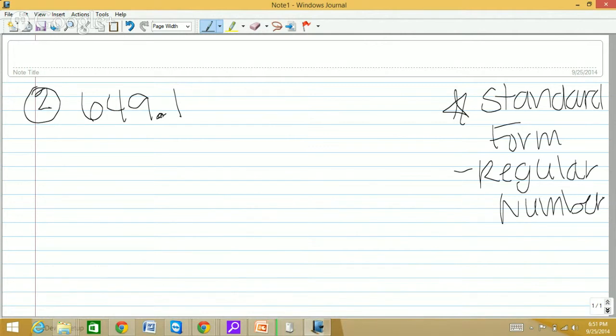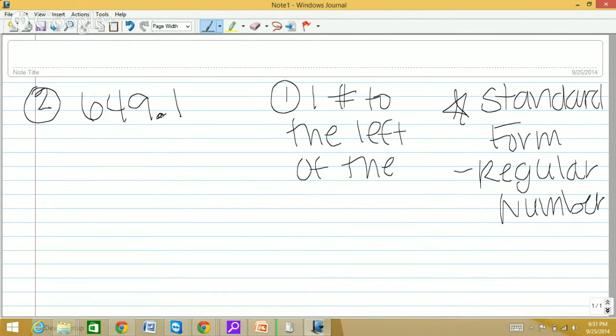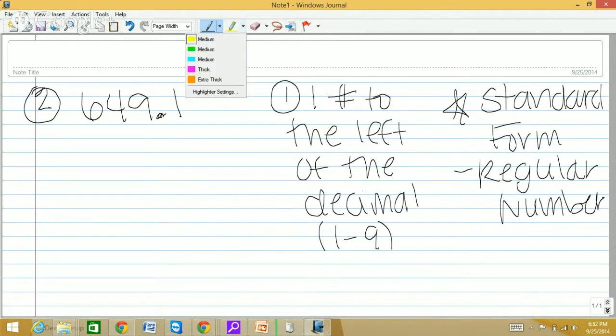With scientific notation, the rule is that I can only have one number to the left of the decimal, and 0 doesn't count. So those are numbers 1 through 9. I would like my decimal to be right there.